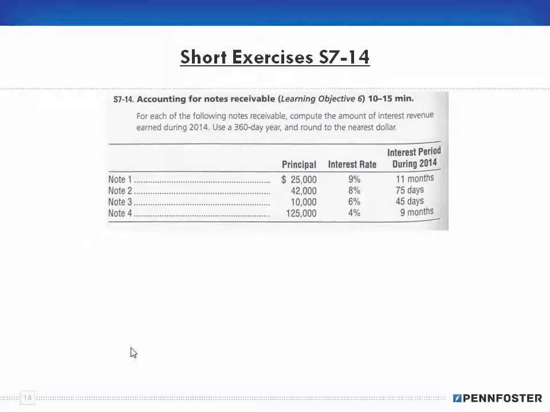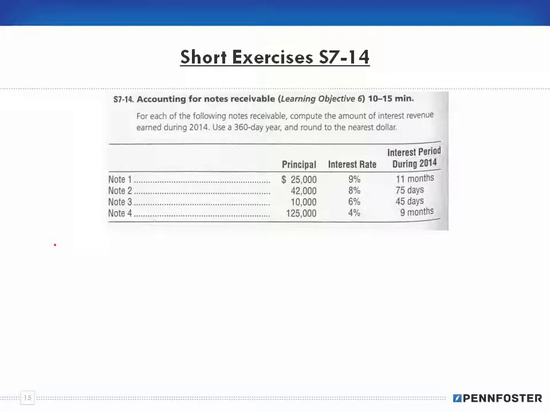Right, 7-14. Let's see here. Yep, we've got 17 problems. All right, so accounting for notes receivable. For each of the following notes receivable, compute the amount of interest revenue earned during 2014. Use a 360-day year and round to the nearest dollar.